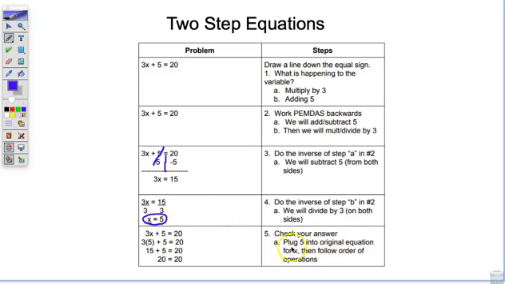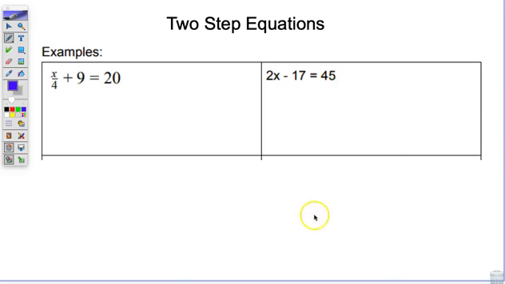To check your answer, you're going to plug your answer 5 back into the original equation, and you can see I did that. I replaced x with a 5, and then I just followed the steps. 3 times 5 is 15, plus 5 is definitely 20. So you can see that we were correct in arriving at 5. So let's check out some examples and do them from beginning to end.